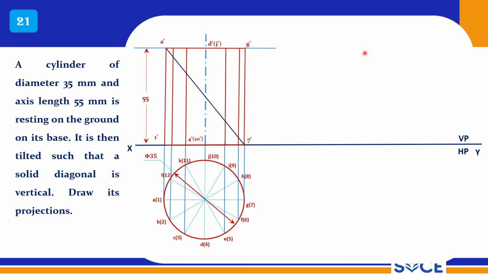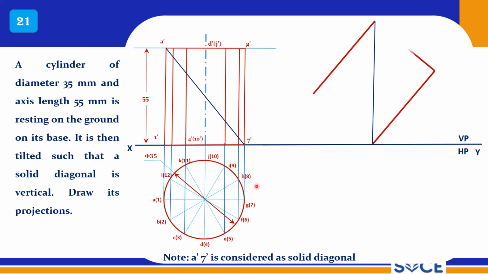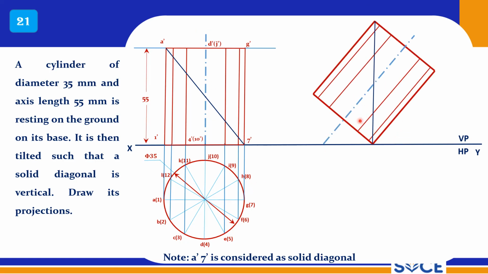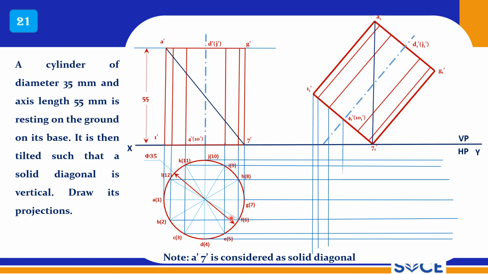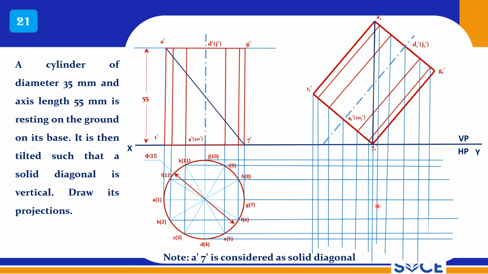Now draw the diagonal vertical here and reproduce this view with respect to the diagonal. That will be your tilted front view. So this is your tilted front view now. From the tilted front view and simple top view, draw the projectors and get the points here. A and 7 will be lying at the same point. That is the only difference between the earlier problem and this problem.